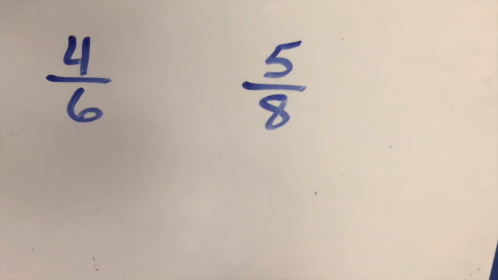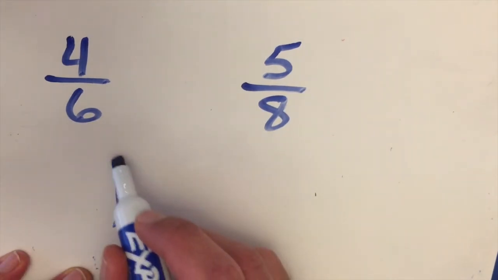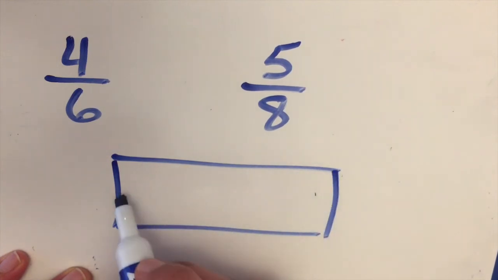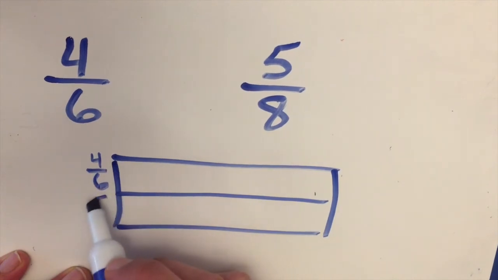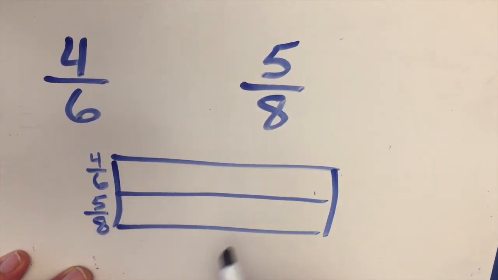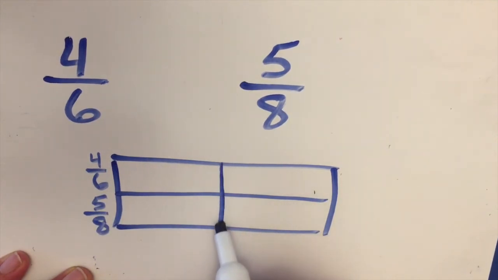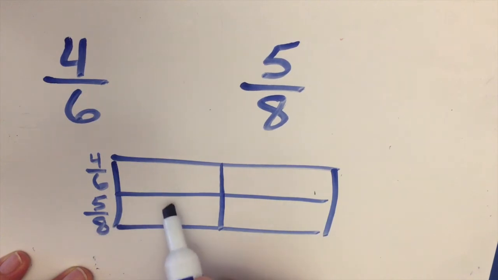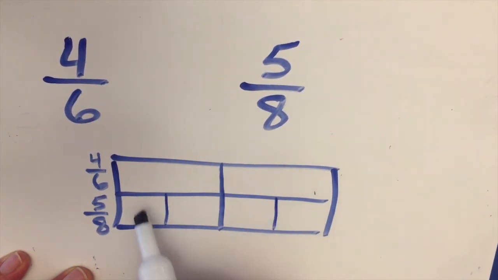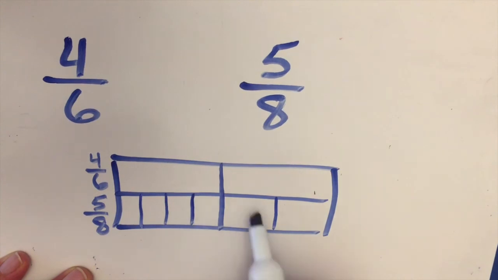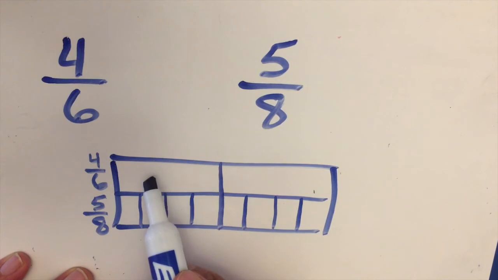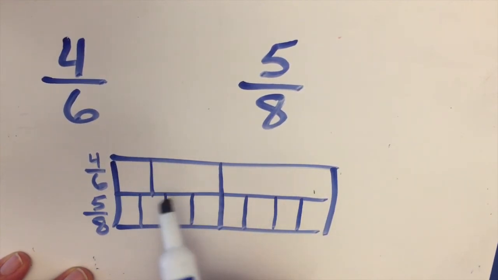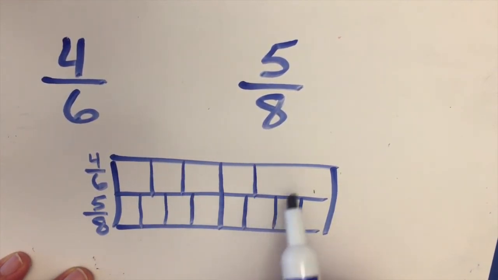So let's use that same strategy we did before. We're going to draw our rectangle and split it down the middle. This is going to be 4/6 on this side. The bottom part of the rectangle is 5/8. Both the 6 and the 8 are even numbers, so we could split it right in half. To make 8 parts, we split each of those halves in half, and then split each of those parts in half again, so we make 8 equal parts. To make 6 equal parts, we have 3 on here, 3 on here. So I'm going to split here, there, here, and here.